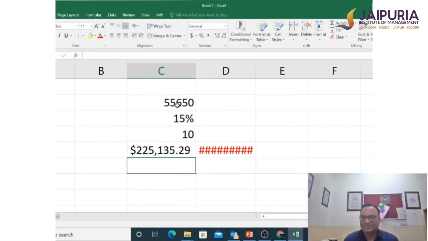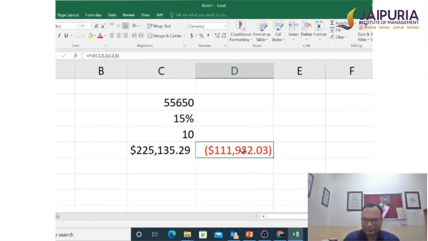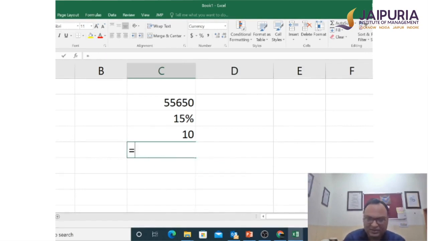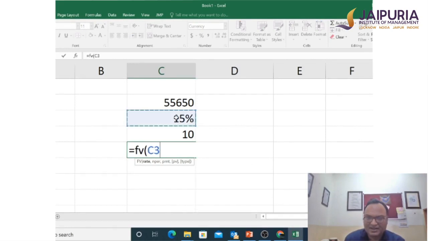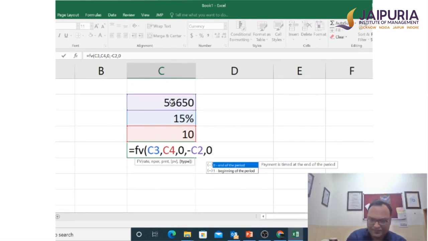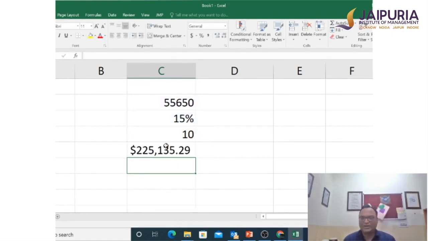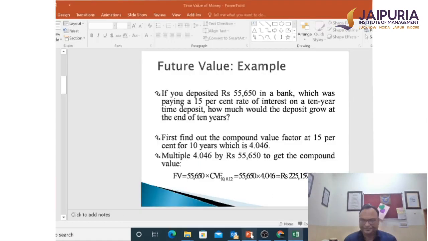So 55,650 deposited at 15% per annum for 10 years will become 2,25,135.29. So this is done by using the Excel command which is there. So again, let me repeat this. I'll read out the function. It's future value, rate is taken as 15%, NPER is taken as 10, PMT is ignored, present value I take with a negative sign, and type is 0. So this is the amount of money I'll receive after 10 years.